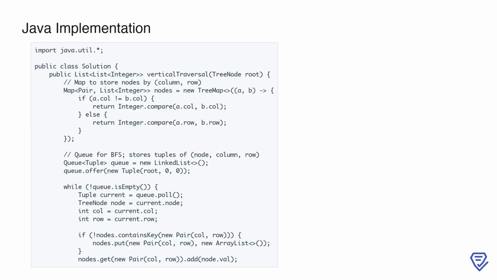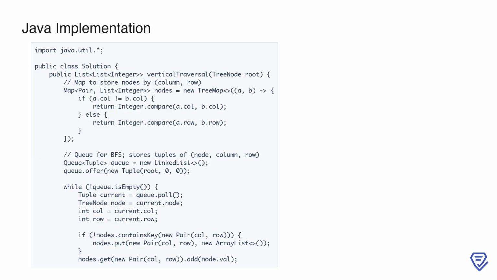This ensures that nodes are automatically sorted by column and, within the same column, by their row. Additionally, we use a queue for a breadth-first search, or BFS, where each entry is a tuple containing the current node, its column, and its row. We start by adding the root node at column 0 and row 0 to the queue. Inside the BFS loop, we process each node, adding its value to the corresponding list in nodes and checking if its left or right children exist.